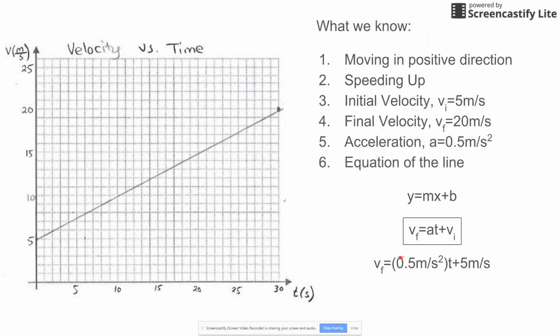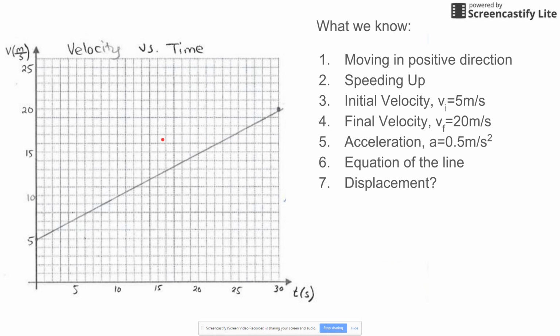So we come up with this equation right here in the box. This is a general equation that works for any object. Any object that has a velocity time graph like this, with a constant acceleration, we can use this equation. If we want to be more specific for this specific graph, we can plug in what the acceleration is and what the initial velocity is. So this works for anything, and this works for this specific graph. So there's one equation that we developed from the graphs.